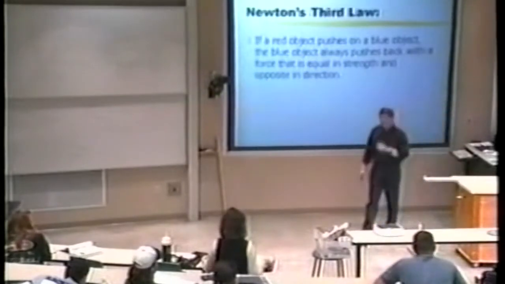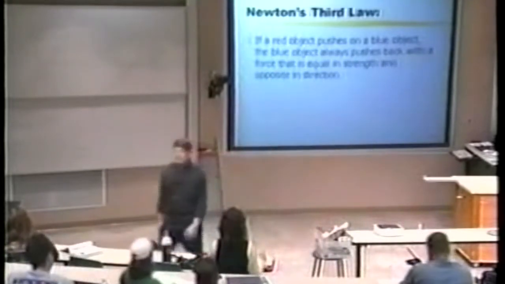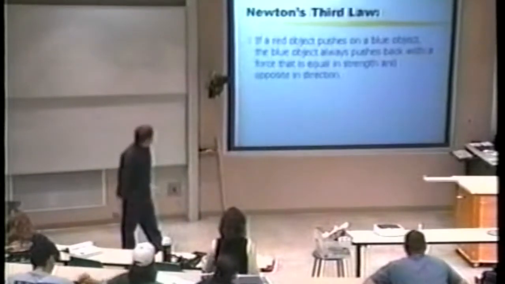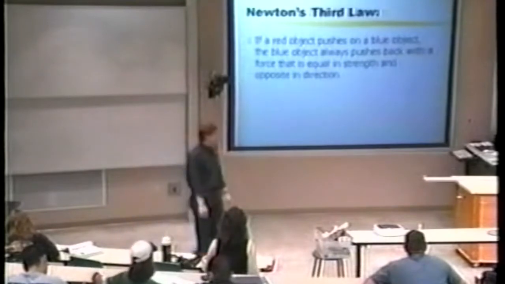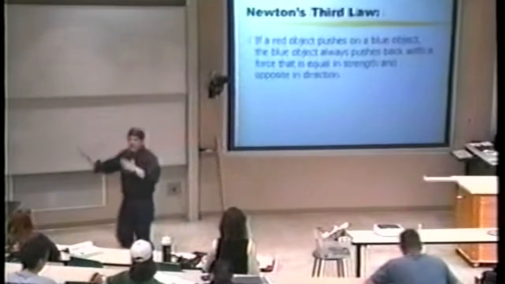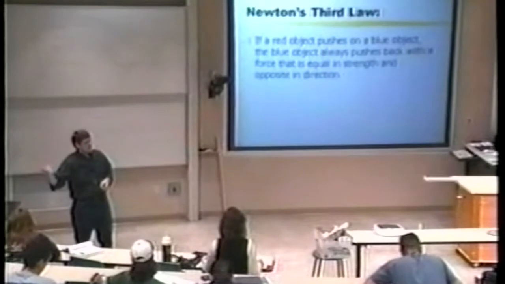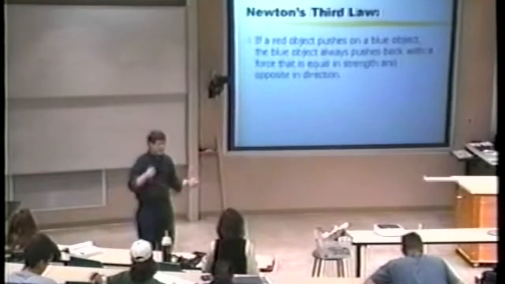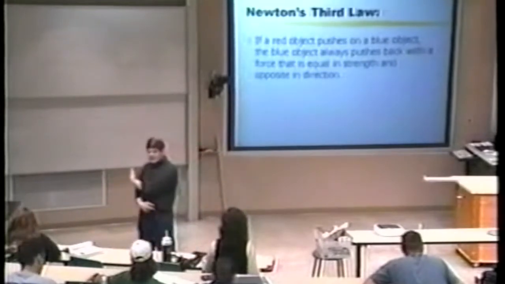This is the way I prefer to talk about Newton's third law, and this is the way I wish Newton had said it in his original text. If a red object pushes on a blue object, the blue object always pushes back with a force that is equal in strength and opposite in direction. That's why it's equal and opposite. The part that's equal is the magnitude. The part that's opposite is the direction. Again, when I hit Chris, one of those forces, the one on Chris, is that way. The one on my hand is this way.